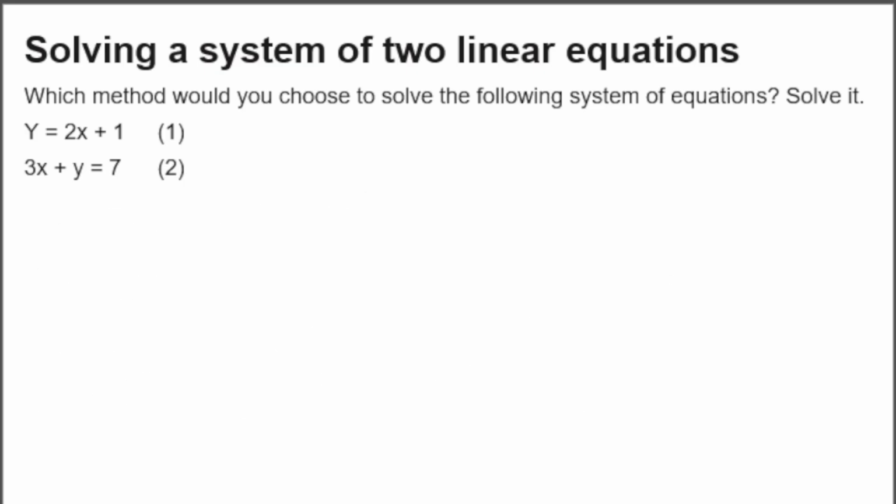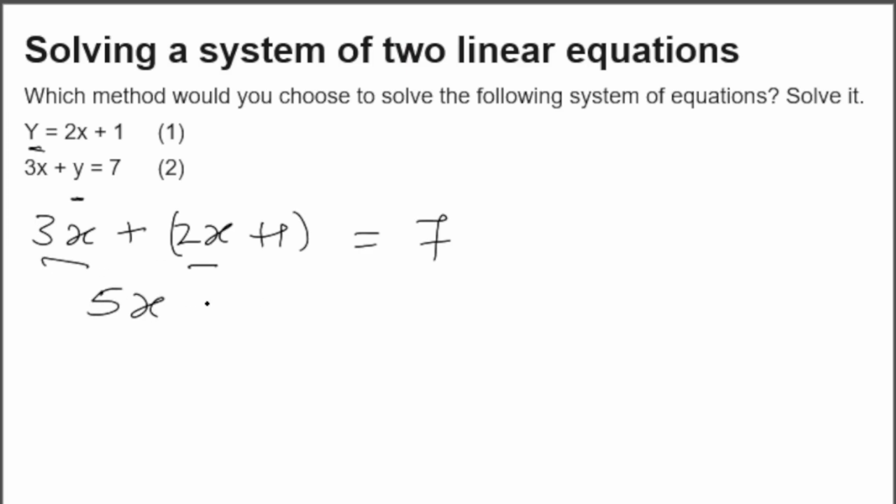For using substitution method, this is a very easy question because they have already given the value of y in terms of x. So we can use this value of y in the second equation in place of y. That means we can write 3x plus 2x plus 1, this is the value of y, which we have kept in the second equation, and this is equal to 7. So 3x plus 2x is equal to 5x plus 1 is equal to 7. Therefore, 5x is equal to 7 minus 1, that is equal to 6.